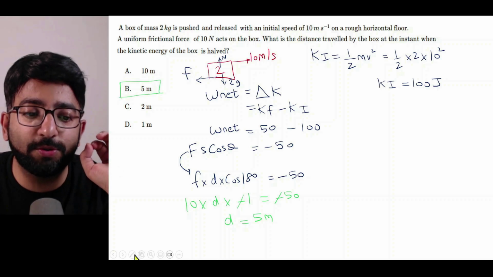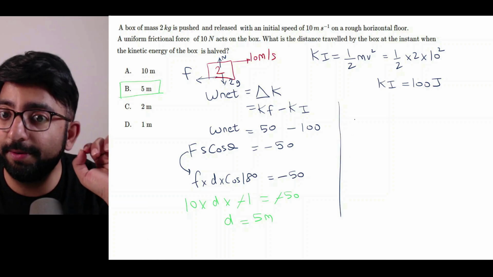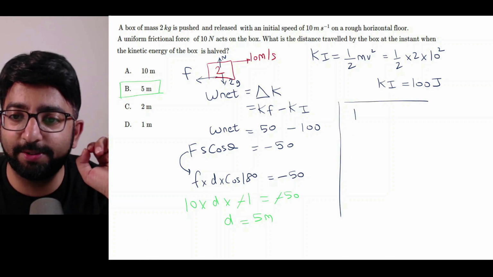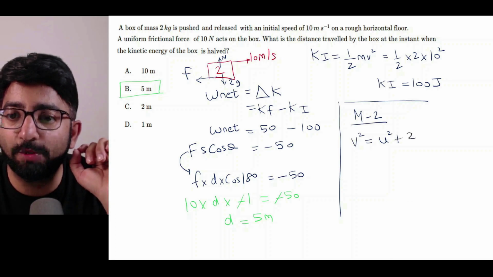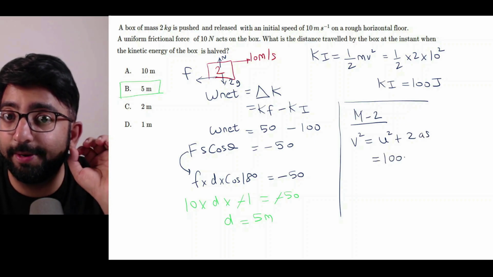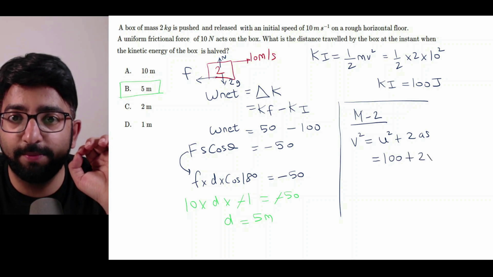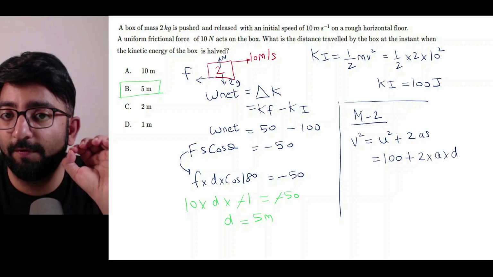Now, we could have also solved this question using the second method, which is the Newton's equations of motion. Let's call it method number 2. So let's write down the equation v square is equal to u square plus 2as. Initial speed is given as 10, so we will write 100 in place of u square, plus 2 times the acceleration multiplied by d. And d is the distance which we want to find.